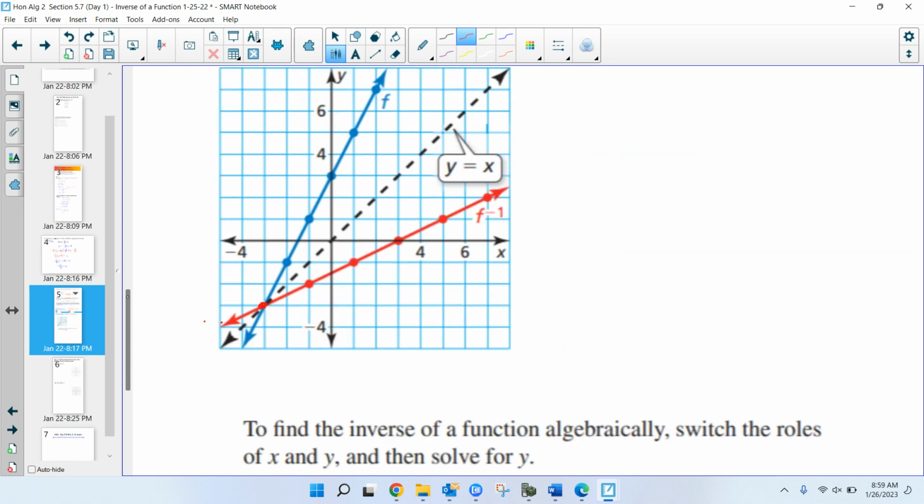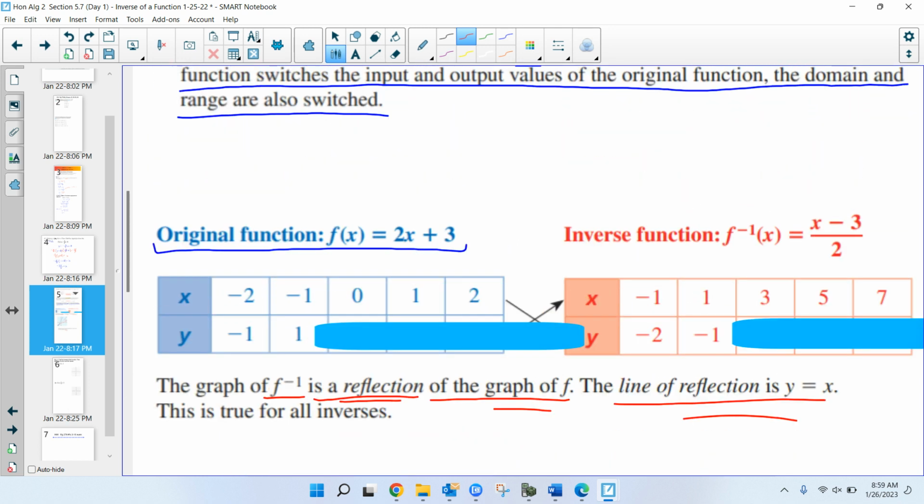Now, this wasn't one of the examples, but I want to show you what happens if I find the inverse. Ready? What do I do with x and y to find the inverse? Switch them. So y equals 2x plus 3 is now x equals 2y plus 3. I have created the inverse function.